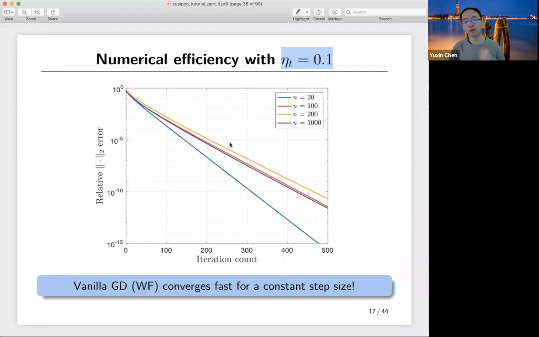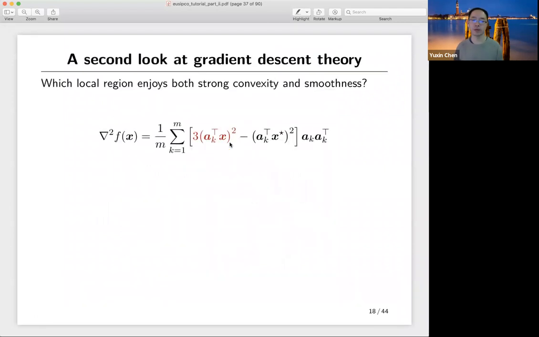So then what's wrong? Comparing this with the worst case optimization theory, we can take a closer look to see why the generic theory is somewhat pessimistic. Let's take a look at the gradient descent theory again, and what we're going to do is take a look at the Hessian of the problem.